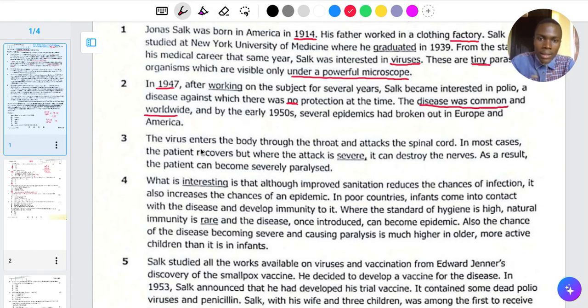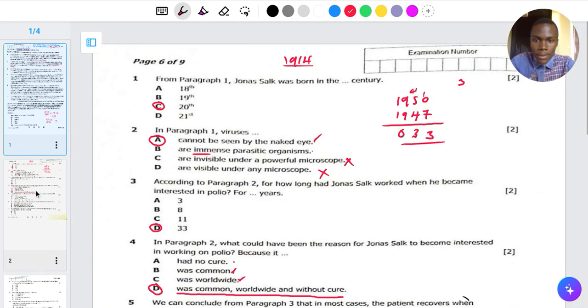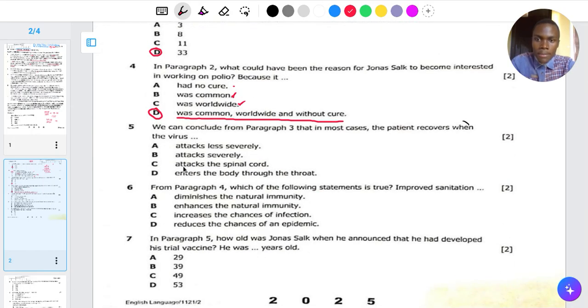But from this sentence, we can only extract that according to this word severe. Severe means to say when the condition is very serious, and it's very, very dangerous in that state. So from there, we can see that patients can only recover when this case is not what? Severe. That's when they can recover. So for question 5, the patient recovers when the virus attacks less severely.